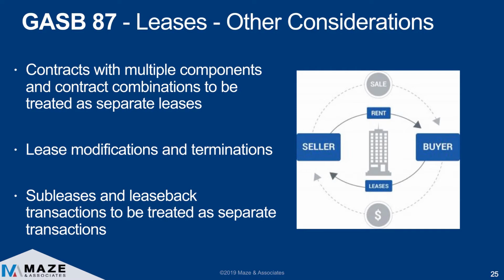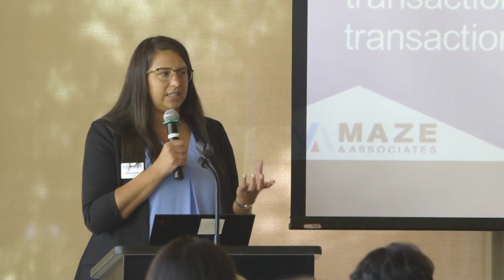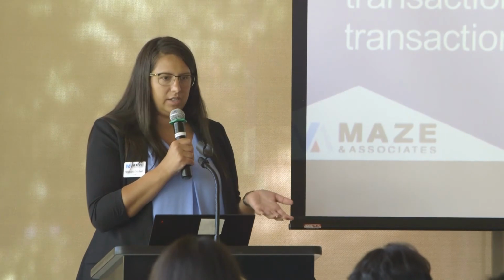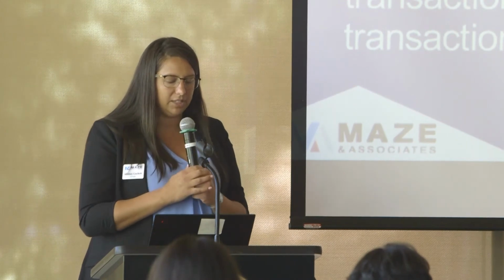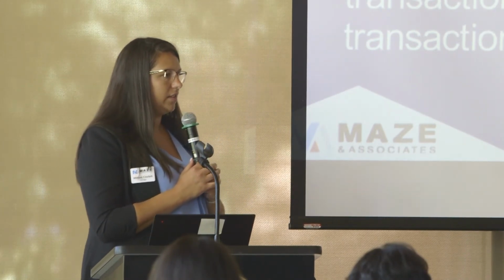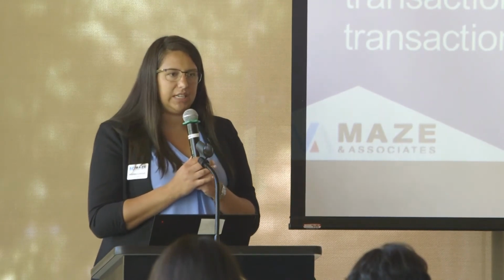So this GASB also has other considerations for, sometimes the lease agreements can get more complex than what meets the eye, but basically for contracts that have multiple components, GASB has said that those should be treated as separate leases. So for example, if you have like a lease agreement for the purchase of like 2 police vehicles and an ambulance and a dump truck, you would have to treat each of those leases as separate leases because there are different assets involved. And then there's also some guidance on lease modifications and terminations, which I'll get into in a minute. And then for subleases and leaseback transactions, those should be treated as separate leases also, kind of like the contracts with multiple components.